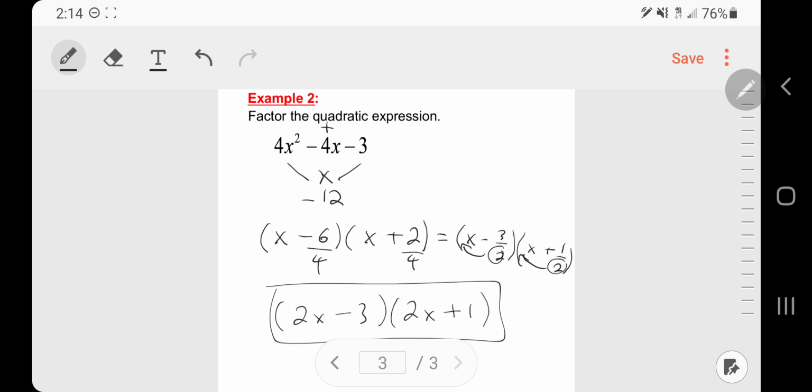All right, so I usually prefer to use the AC method when you have a leading coefficient in your quadratic trinomial. It's a pretty easy method. Again, you multiply A times C in the beginning, look for our factors of that, and then divide those factors by our leading coefficient.